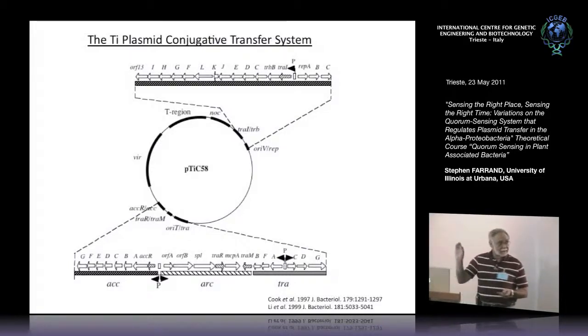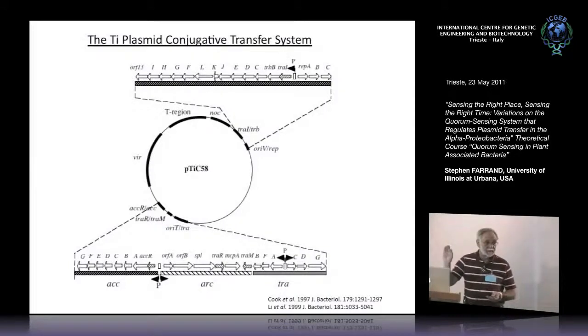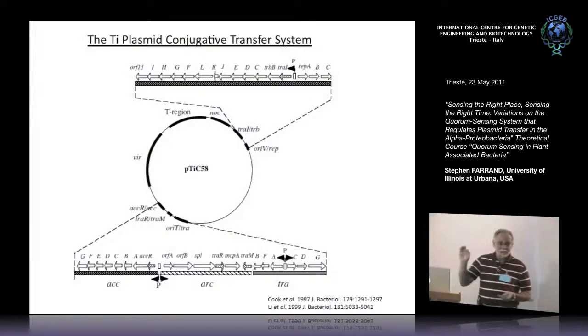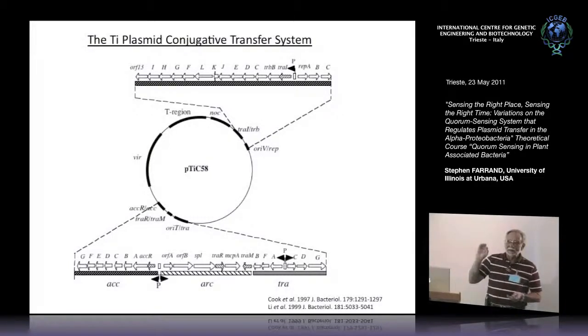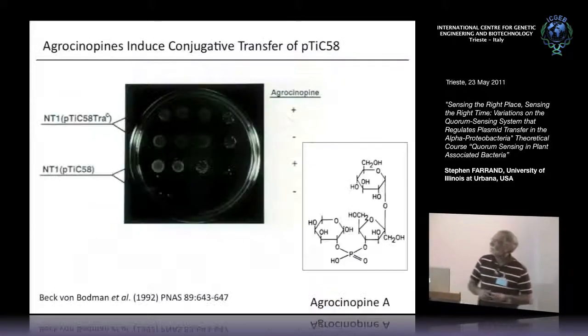We see this on Ti plasmids, we see this on Ri plasmids, we see this on opine catabolic plasmids, we see this on symbiosis plasmids of Rhizobium, we see this on the CO utilization plasmid of Oligotropha carboxidovorans. So this is a widely dispersed way of organizing conjugative transfer genes on these RepABC type plasmids.